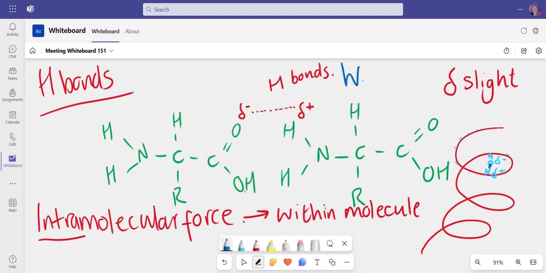Now, hydrogen bonds on their own are very weak, but because there are so many, they've got strength in numbers, as there's very, very many of them. So because there's lots and lots of them, it makes the structures nice and strong.